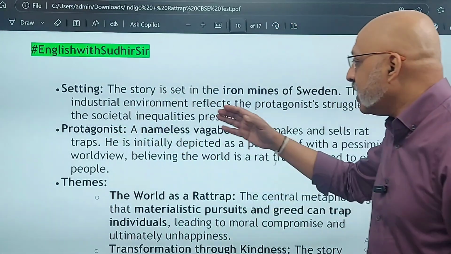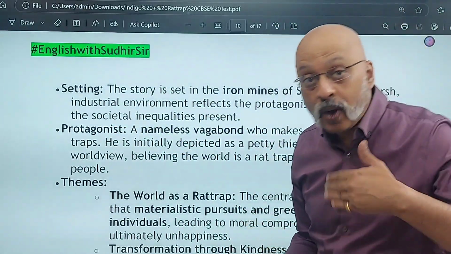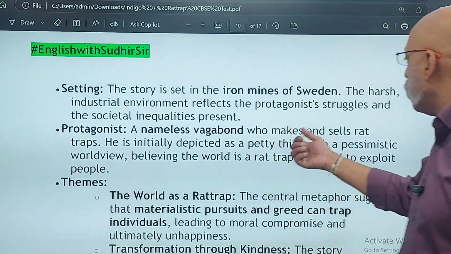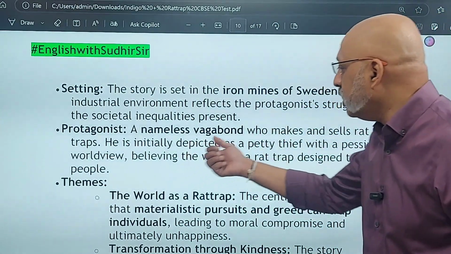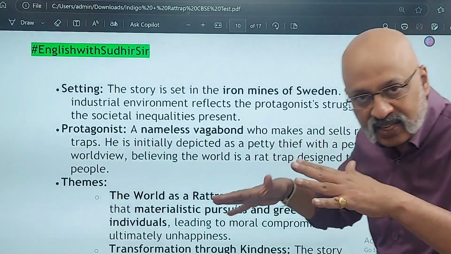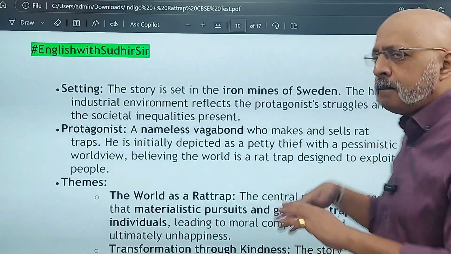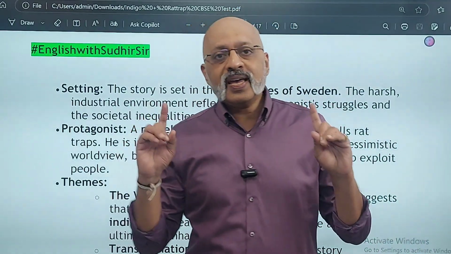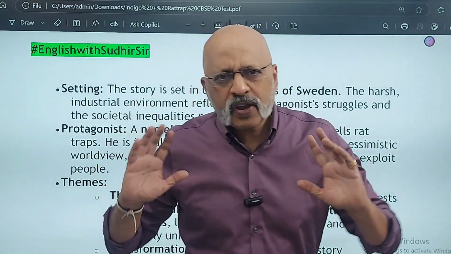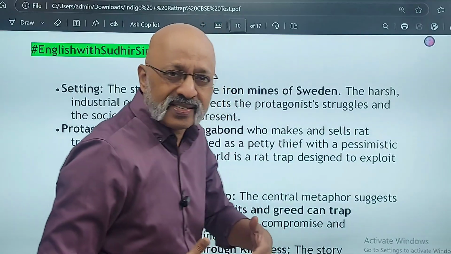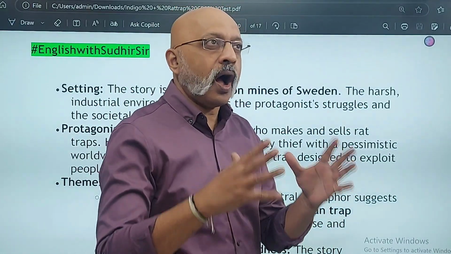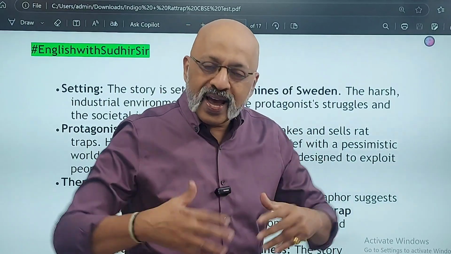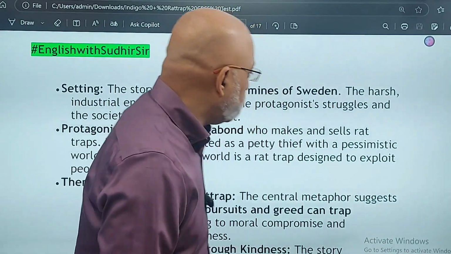Who is the protagonist? He's a nameless vagabond. Vagabond is another term you should use in your answers. Who makes and sells rat traps. He's initially depicted as a petty thief with a very pessimistic worldview. Another important key phrase, because he's not a very hopeful kind of person. He doesn't think the world is good today, the weather is good, it's a nice day. No, he has a very negative view of the world.